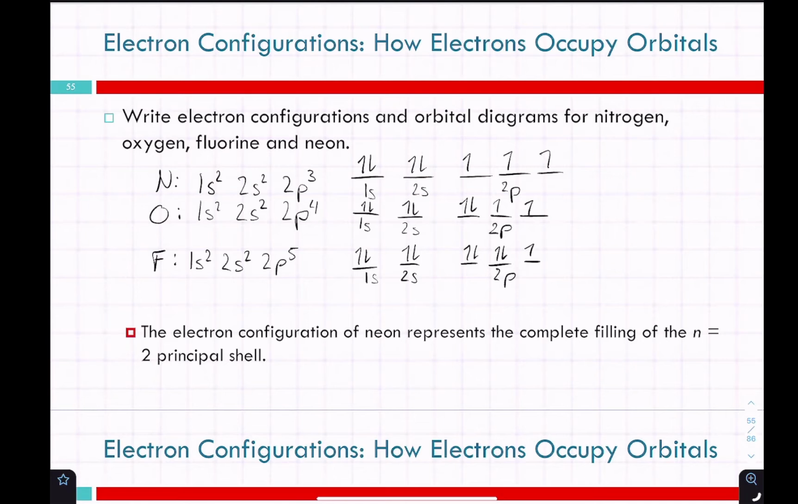So then you can just go up to neon. Yep, and so the next one we're going to do is neon. So 1s2, 2s2, 2p6. So 1s, 2s, 2p, and now all of these orbitals are filled in. And so when all of the orbitals are filled in, that's called an octet. And that's especially stable.